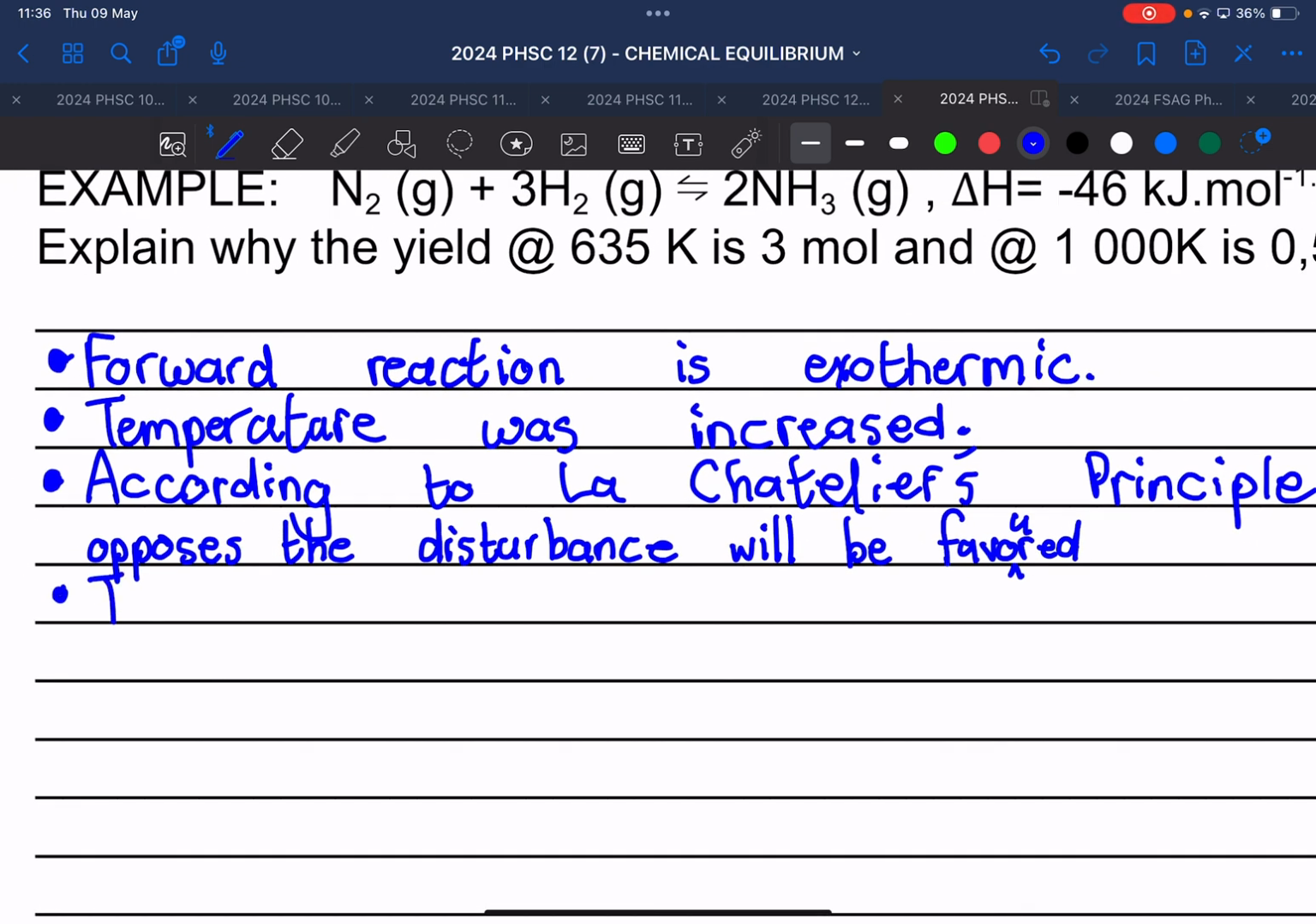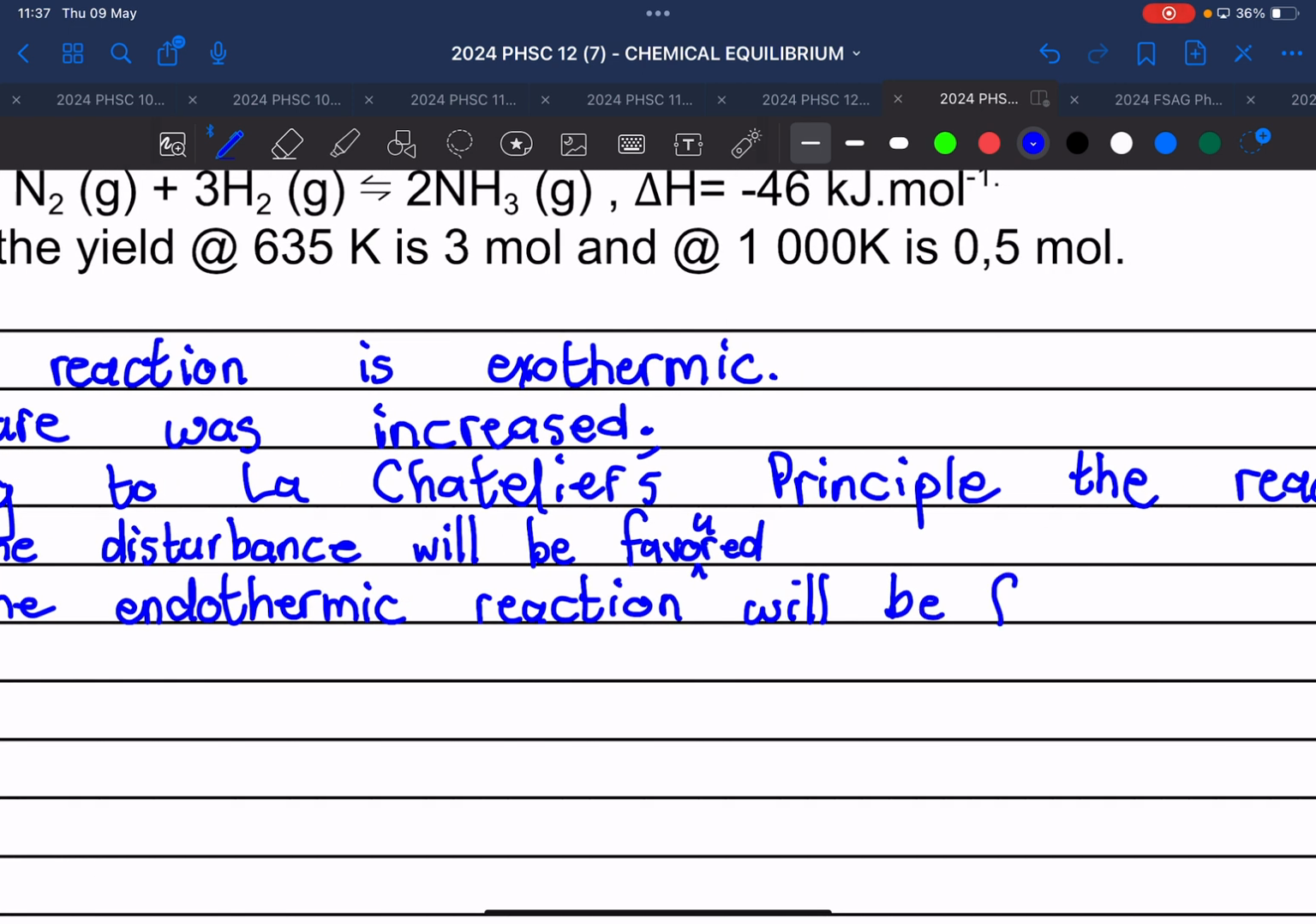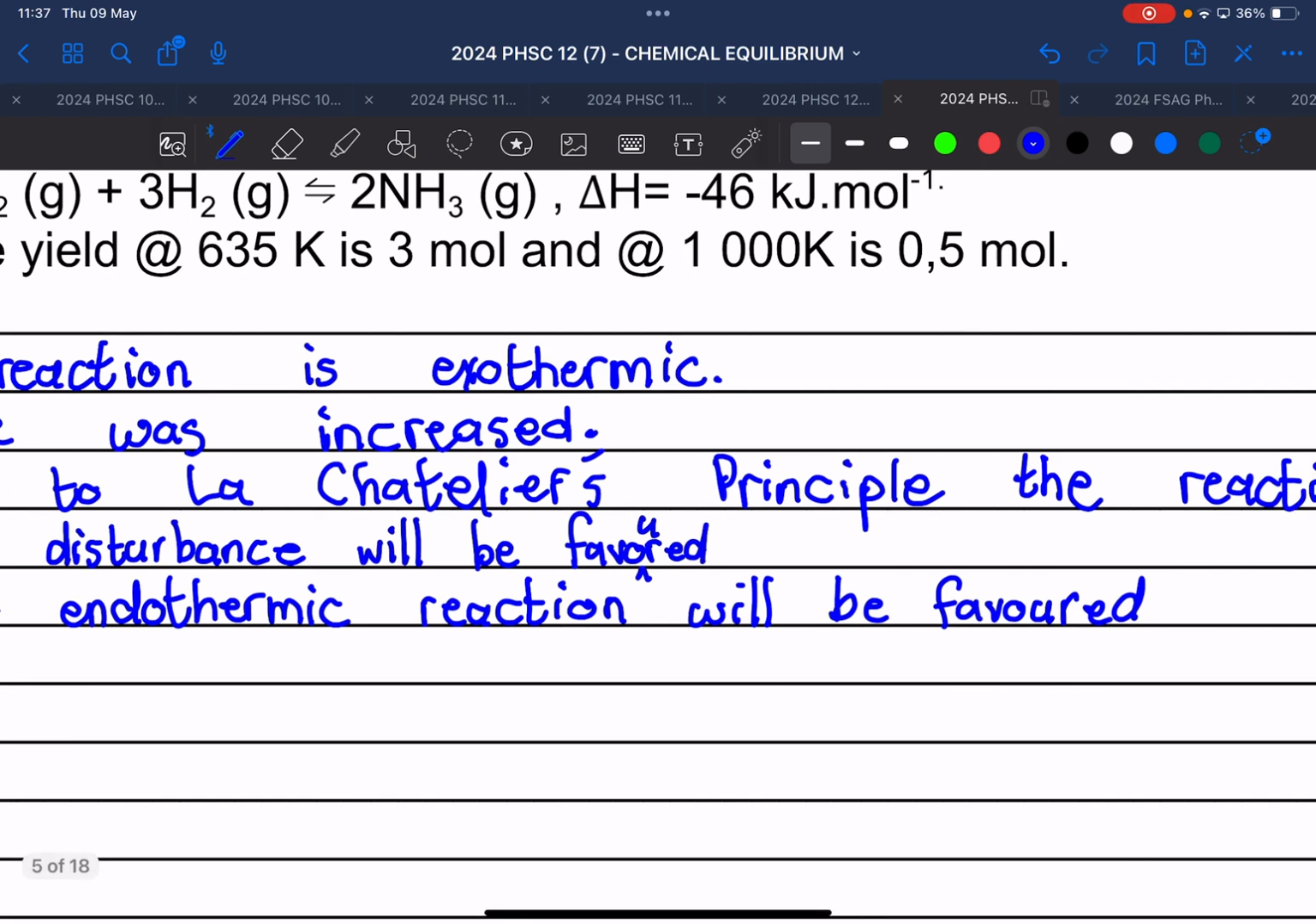Okay, so thus the endothermic reaction will be favored. Right, because we added heat. The system wants to take that heat away. It does that by favoring the endothermic reaction. So the endothermic reaction will be favored.